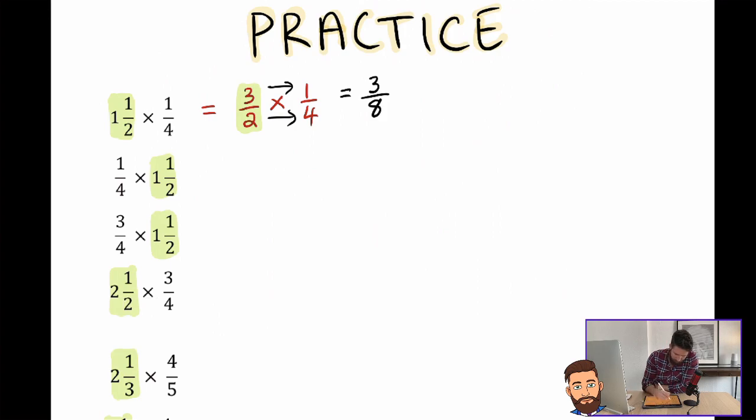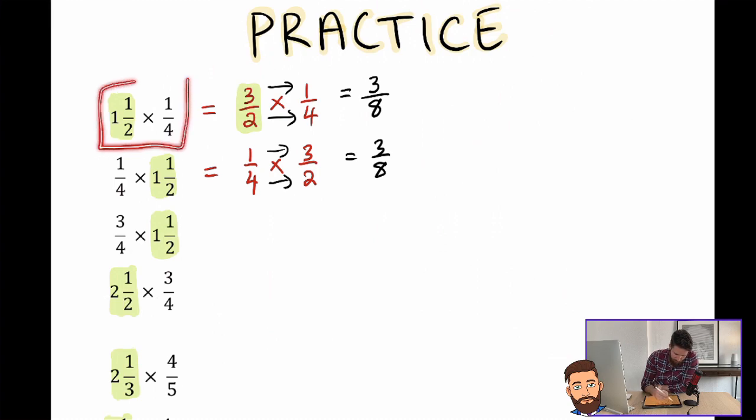Same with the next one. 1/4 is okay. This 1 and 1/2 needs to be changed, which we've just seen, but it is 2 times 1 is 2, plus 1 is 3. So that is 3 over the original 2. Now we can just multiply across. 1 times 3 is 3, 4 times 2 is 8. And as you can see, both of those are the same, just the opposite way round.